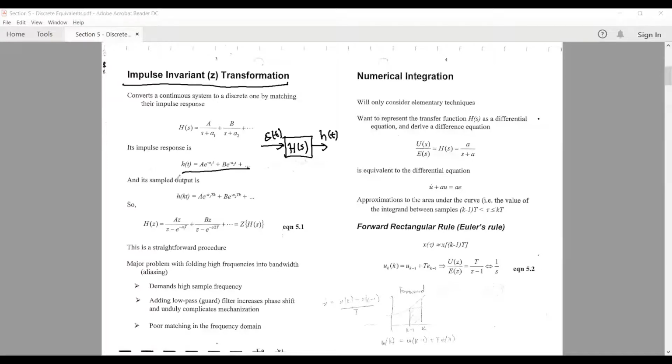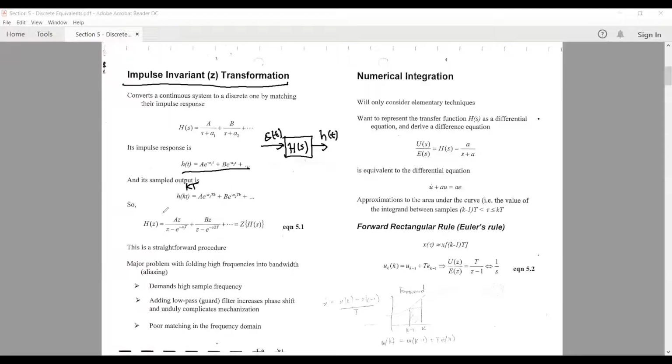Now we can take a sampled version of h(t). Instead of h(t), we replace t with kT, where capital T is the sampling period. So this is equal to A e to the power minus a1 Tk, plus B e to the power minus a2 Tk.